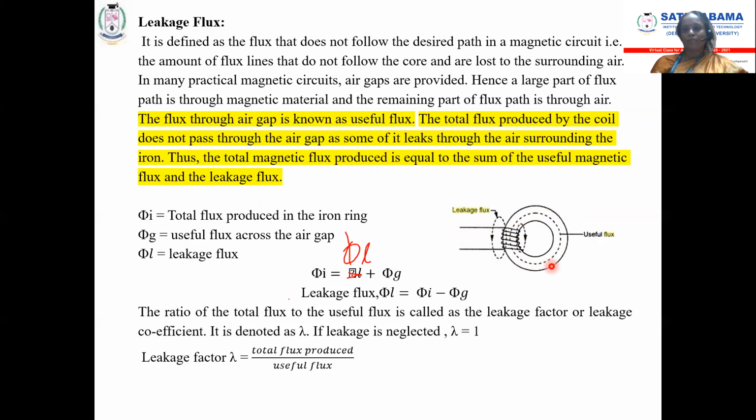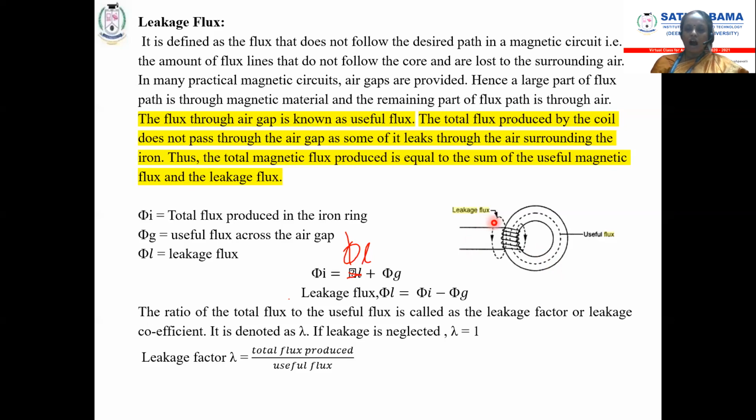Total number of magnetic lines. Okay, we all know the electromagnet or a permanent magnet where the magnetic lines will be exerted. So the total number of magnetic lines will be called a flux. The flux which does the useful work is called a useful flux. Some of the flux will leak.